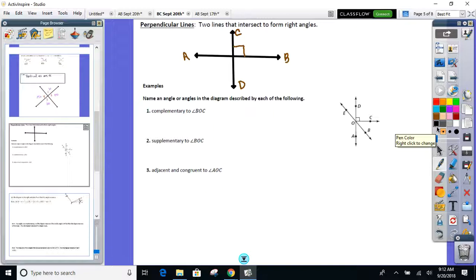There is a symbol for perpendicular I'd like you to get used to now, so we don't have to write the word perpendicular every time. So if I want to say line AB is perpendicular to line CD, anybody know that symbol I would put in between for perpendicular? Have you ever seen this symbol? The upside down capital T.